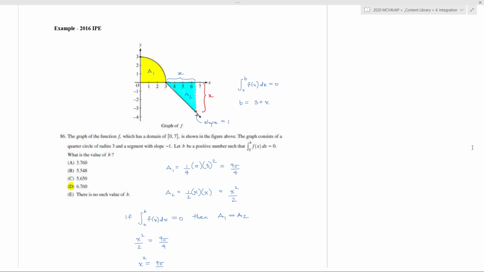So you kind of pretend like all that stuff that I wrote there and colored in isn't there. The graph consists of a quarter circle of radius 3 and a segment with a slope of -1. So the line portion of that piecewise function has a slope of -1. I wrote 1, but I meant -1. This should be negative here.